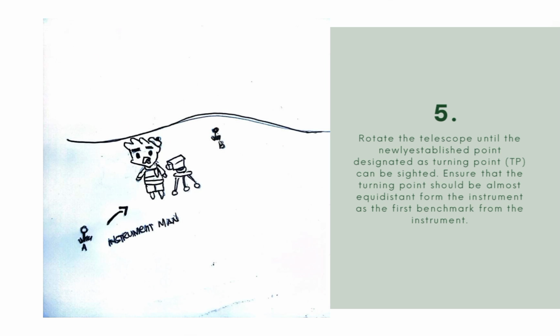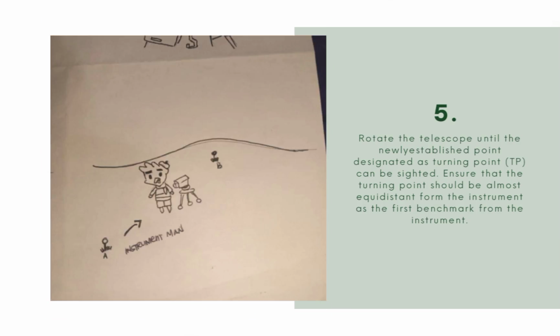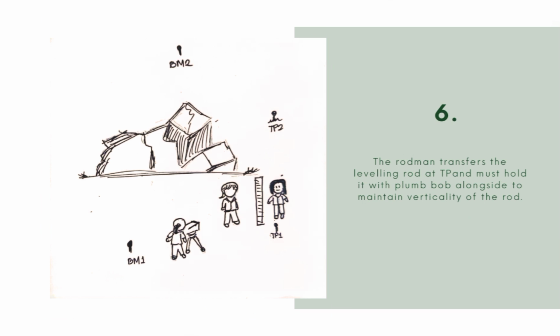Rotate the telescope until the newly established point designated as turning point can be sighted. Ensure that the turning point is almost equidistant from the instrument as the first benchmark is from the instrument. The rodman transfers the leveling rod to TP and must hold it with the plumb bob alongside to maintain verticality of the rod.